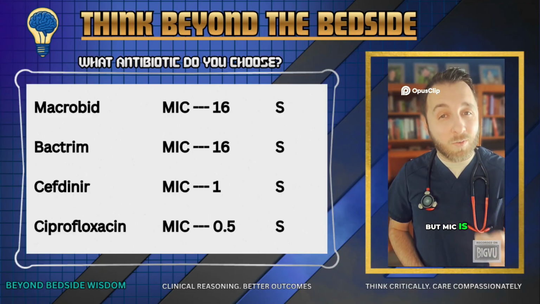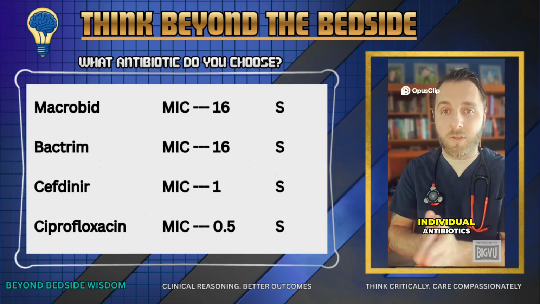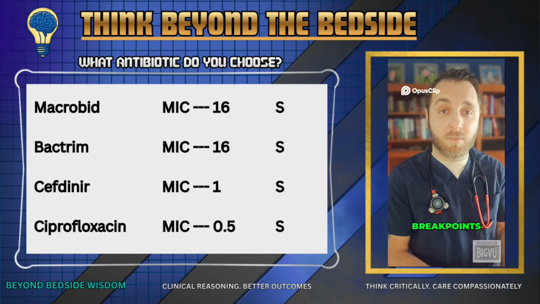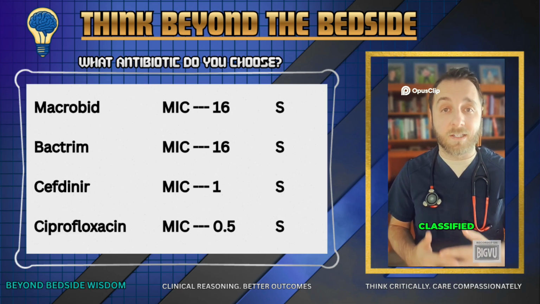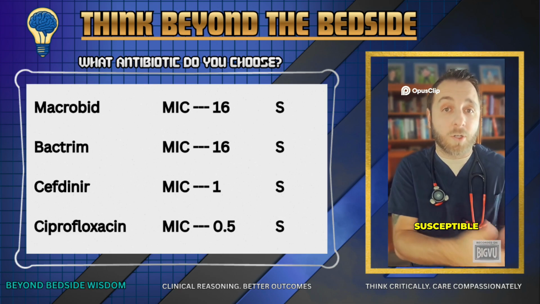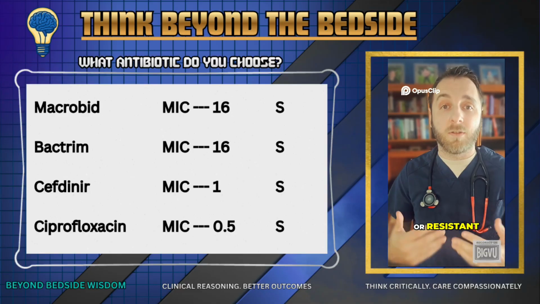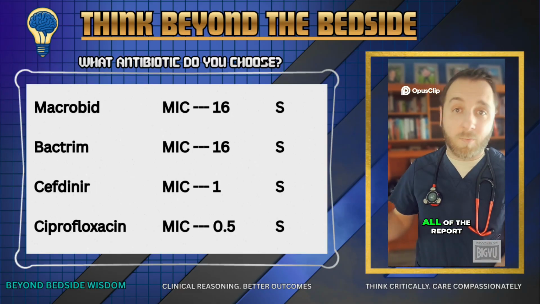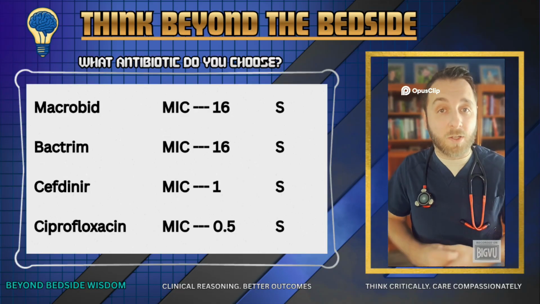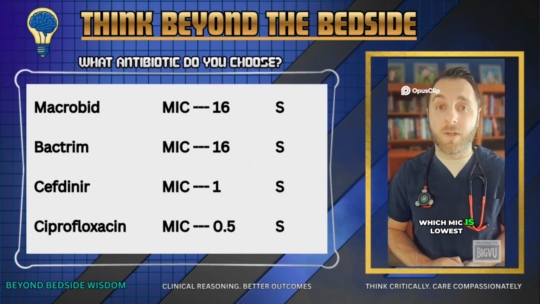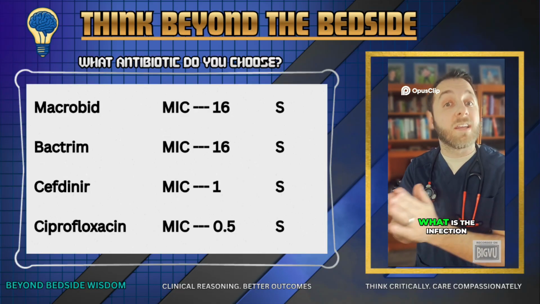But MIC is only in reference to individual antibiotics' breakpoints. And a breakpoint is what determines whether a strain of bacteria is classified as susceptible, indeterminate, or resistant. If all of the report shows susceptible, all those antibiotics could work. So instead of asking which MIC is lowest, we need to ask, what is the infection?